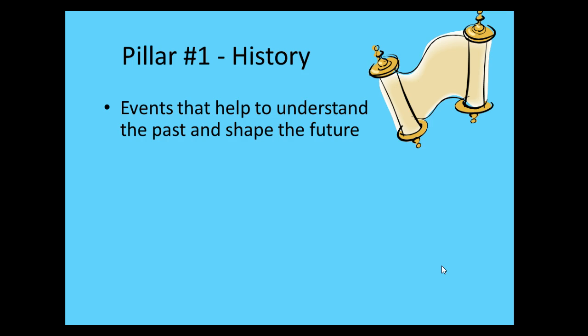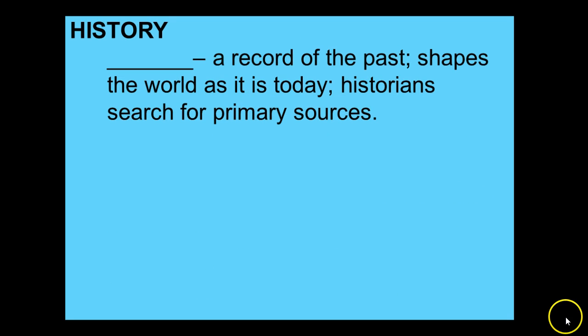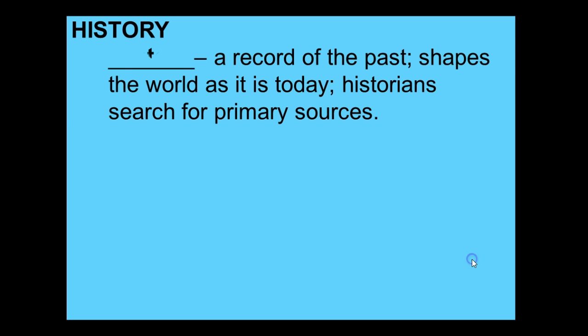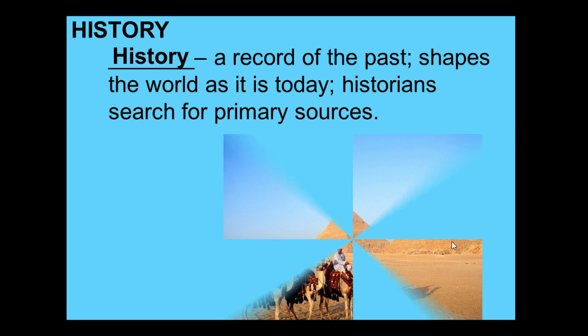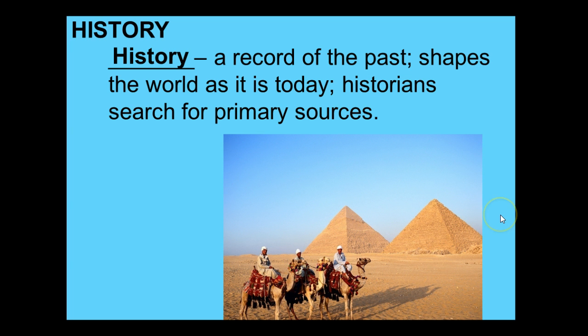Pillar 1 is history. History is the events that have happened in the past that help us understand why things are the way they are today. They have helped shape the future. History is a record of the past. It shapes the world as it is today, and historians search for primary sources that tell us what actually happened in history, eyewitnesses, events. We certainly weren't around when the pyramids were built, and most researchers weren't around when they were built either. But through primary sources, we can see a glimpse into the past.